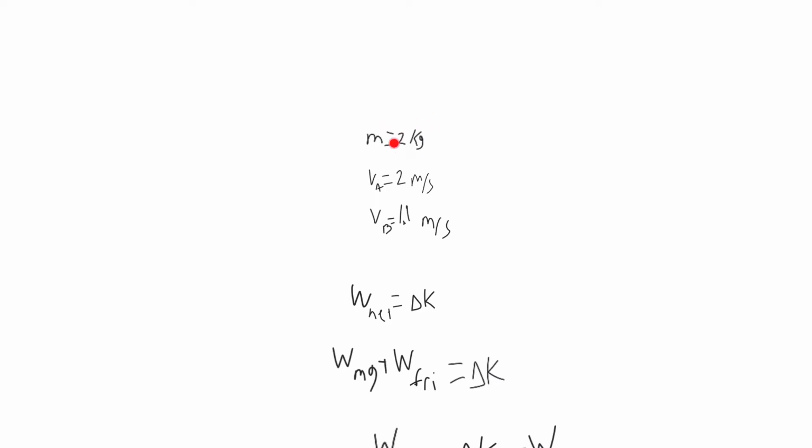It's asking us, for part A, to find the work done by the friction force, right? So what's the important stuff we have to know? We have to know that the mass is 2 kilograms, the velocity at A is 2 meters per second, and the velocity, I'm calling it velocity B, but it's really the return to point A, is 1.1 meters per second, but we can treat it like our V2 almost.